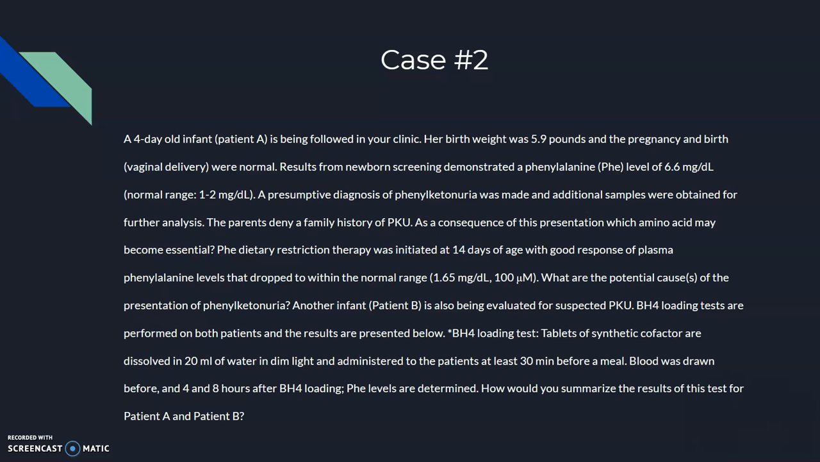BH4 loading tests are performed on both patients and results are presented below. The diagram I will show later. The way the BH4 loading test is made is tablets of synthetic cofactor are dissolved in 20 milliliters of water in dim light and administered to the patient at least 30 minutes before a meal. Blood was drawn before and 4 and 8 hours after BH4 loading. Phenylalanine levels are determined. How would you summarize the results of this test for patient A and patient B?